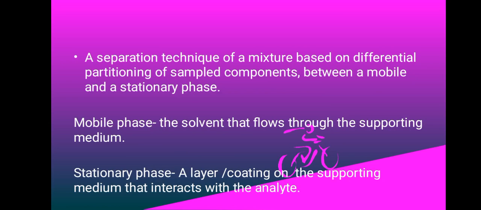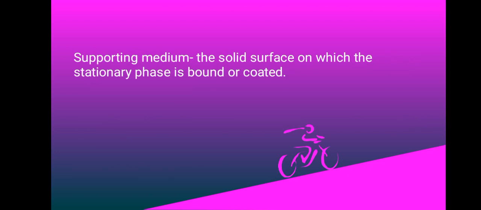To begin with, chromatography is a separation technique of a mixture based on differential partitioning of sampled components between a mobile and stationary phase. The mobile phase is the solvent that flows through the supporting medium. The stationary phase is a layer of coating on the supporting medium that interacts with the analyte. We have the supporting medium. The supporting medium is the solid surface on which the stationary phase is bound or coated.